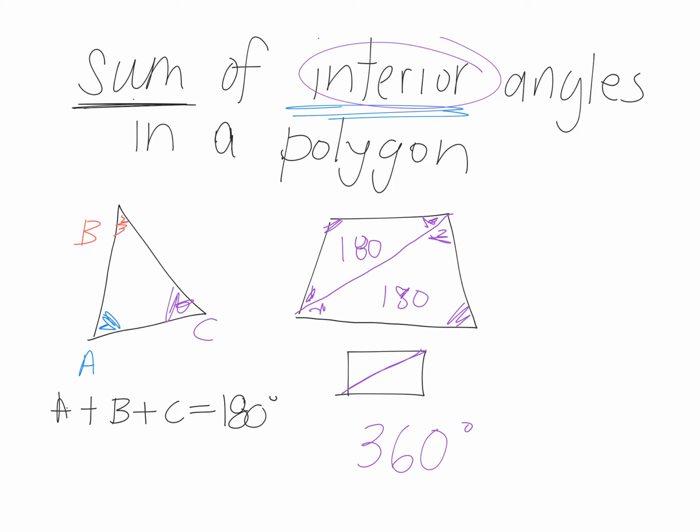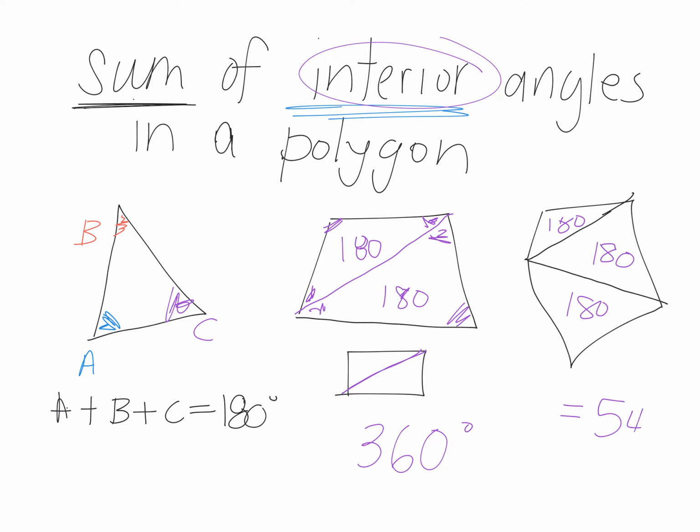Let's look at a 5-sided shape. I just drew a pentagon, 5 sides. How many triangles can I draw? 1, 2, 3 triangles. What do you think the sum of the interior angles in a pentagon add up to? 180 plus 180 plus 180 equals 540. What do you notice is happening every time you add a side? It increases by how many degrees?